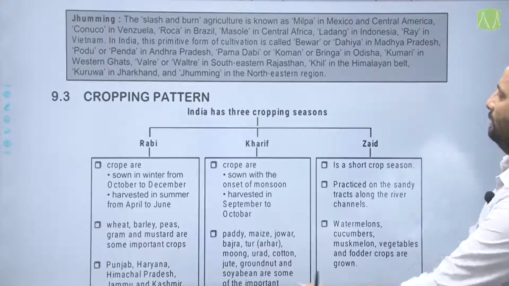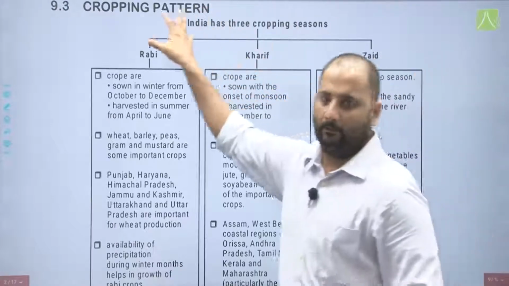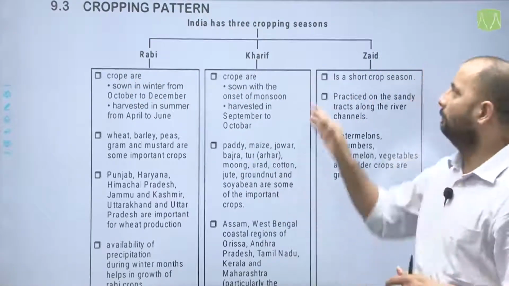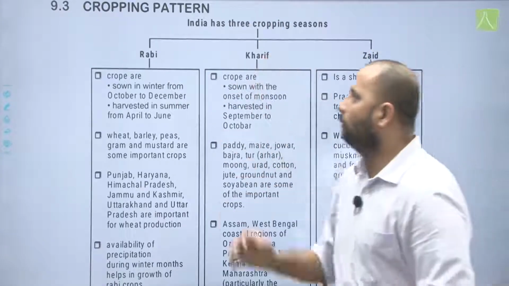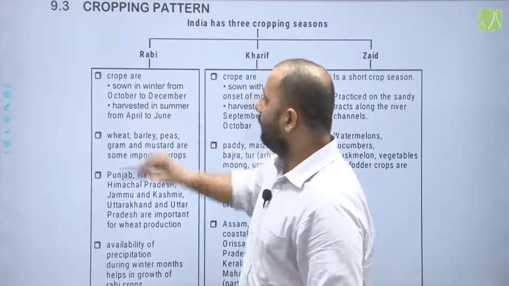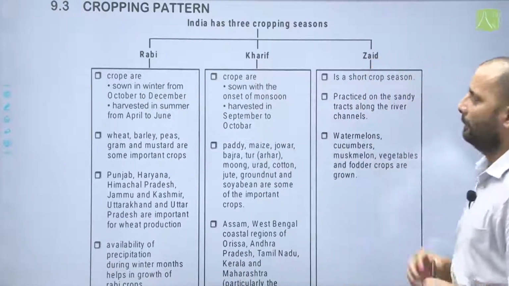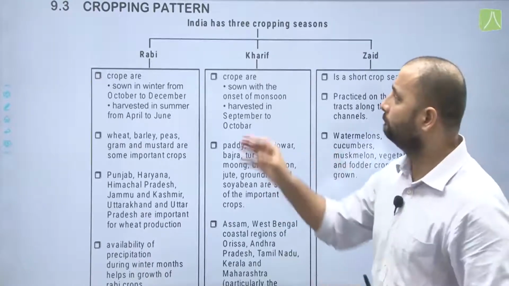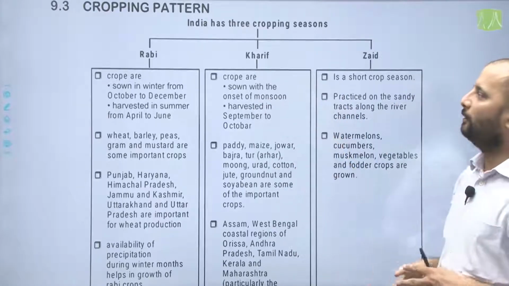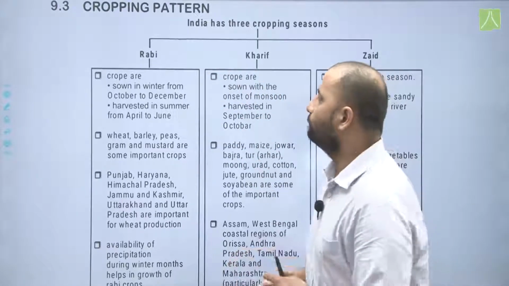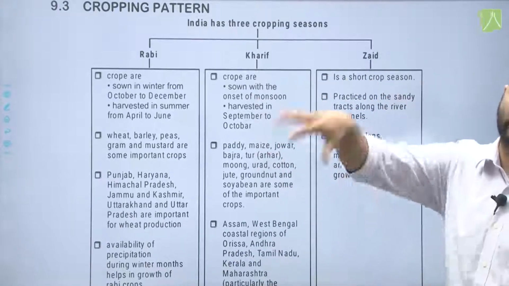Now, coming to the next topic, that is cropping pattern. India has three major cropping seasons: Rabi, Kharif and Zaid. Rabi crops, this should be spelled with an S, there might be a mistake, sorry for that. These crops are sown in winter. Wheat is a rabi crop that is sown during October to December and harvested during April to June.